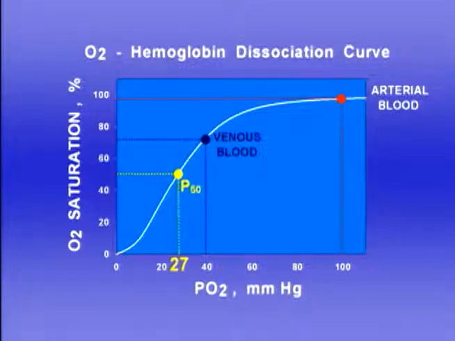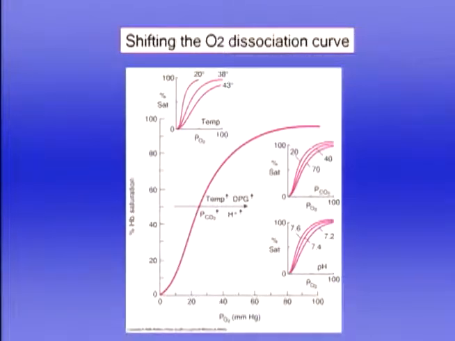Now, the oxygen dissociation curve is shifted, as I'm sure you know, by various factors. And here we've got the oxygen dissociation curve, the saturation on this axis, the PO2 on this axis, and we can see that it is shifted by several factors, 4 factors. An increase in temperature, PCO2, hydrogen ion concentration, and 2,3-diphosphoglycerate all shift the curve to the right, and they therefore decrease the oxygen affinity for the hemoglobin.